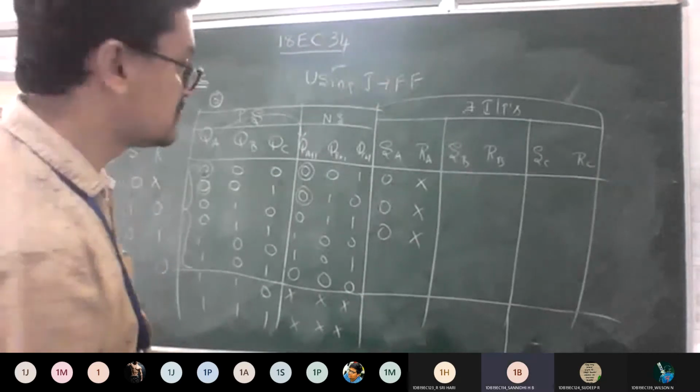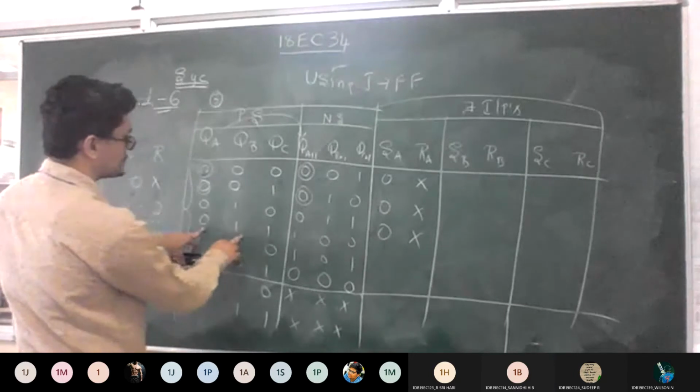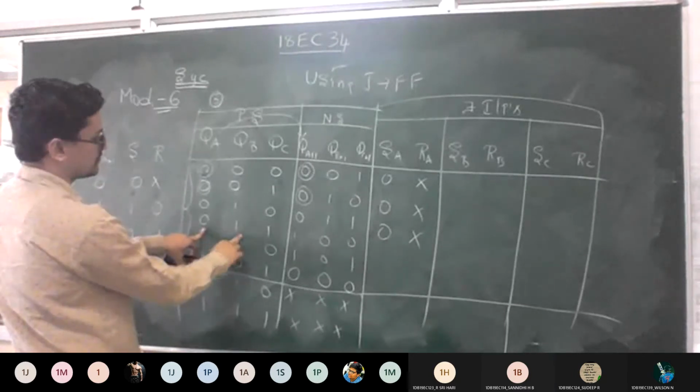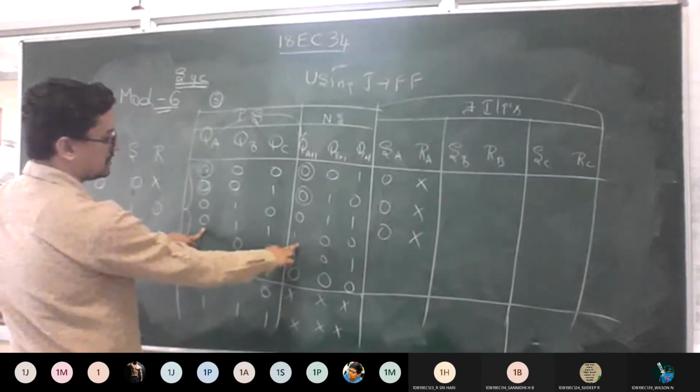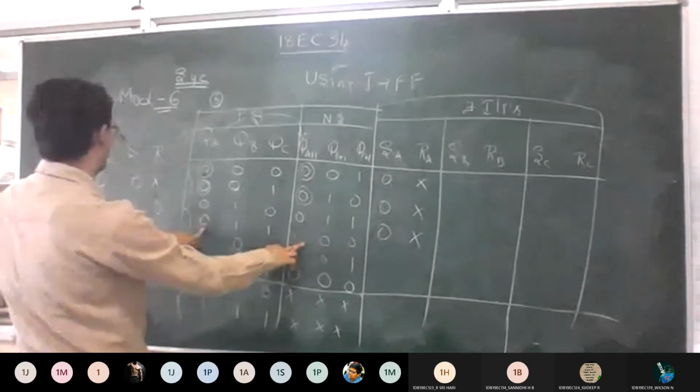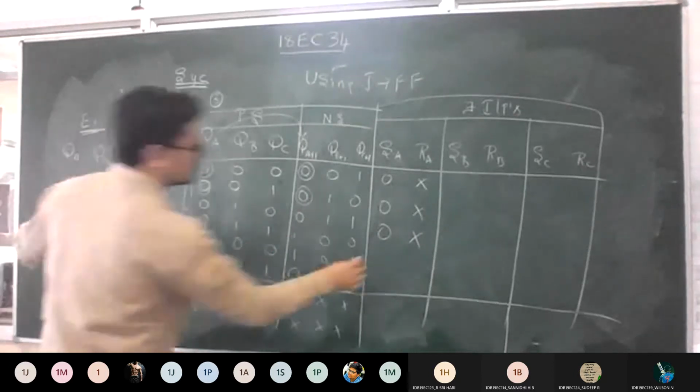Any doubt in this? Yes, sir. Is it fine till here? Everyone. So look at here. First three are same. Next 0 1 is there. So 0 1 answer is 1 0.